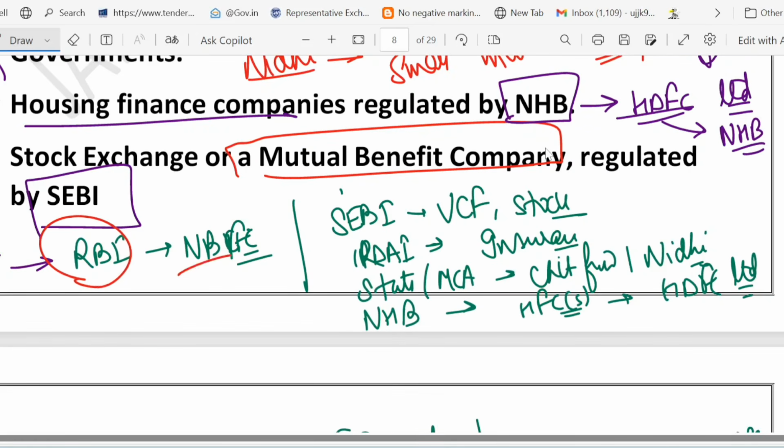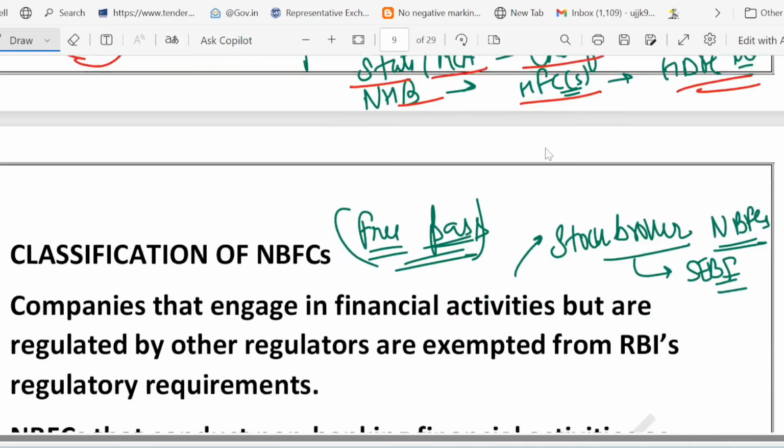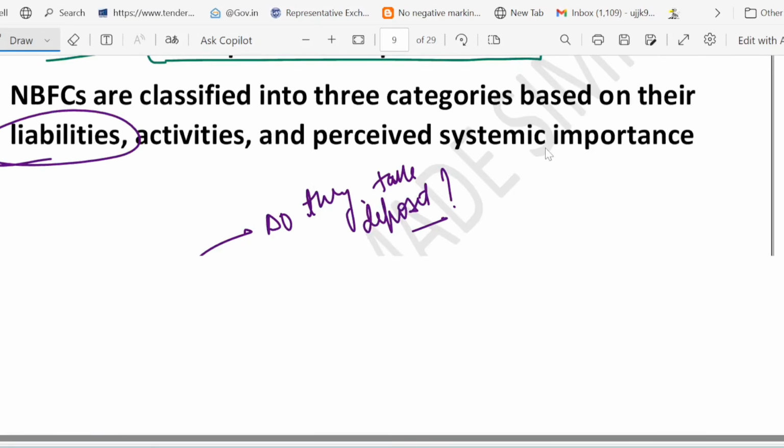So RBI regulates most of the NBFCs, but there are some other regulators like SEBI. SEBI regulates BCF and stock brokers. Then IRDAI regulates the insurance type of NBFC. The state government and Ministry of Corporate Affairs regulate the chit fund and Nidhi company respectively. And the National Housing Bank regulates the HFC, Housing Finance Company. An example is HDFC Limited before merger. So these are the different regulators.